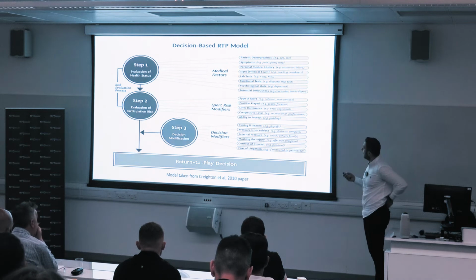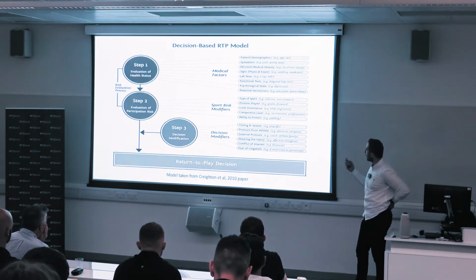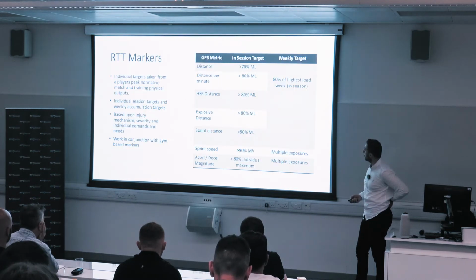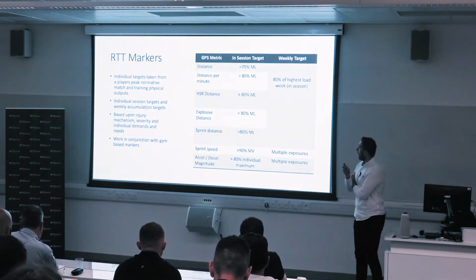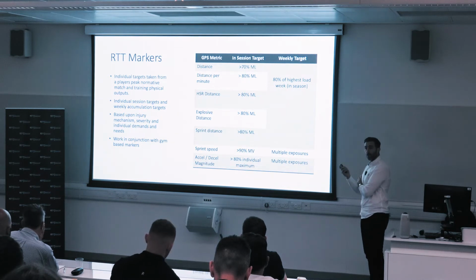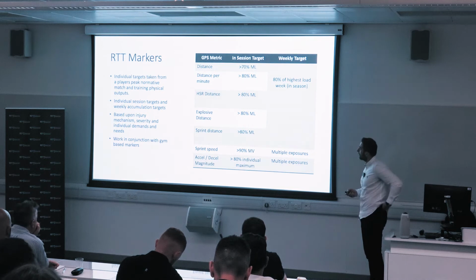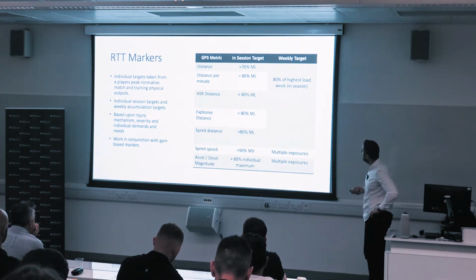Again, just to highlight the complexity of the rehab process. I'm not going to read through all this, but it shows all the risk factors and the considerations we have to give within the process. So here are some of the return to training markers that we tend to use. We try and use individual targets based on their normative match or training data, to decide what they need to achieve within the process. And then also factor in other things like the injury, the mechanism, severity, for example, and other gym-based markers that we want them to achieve.